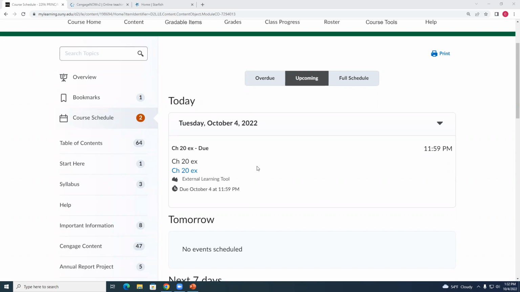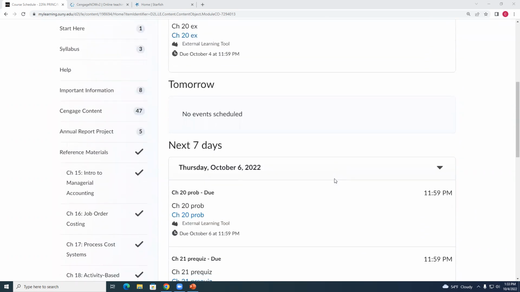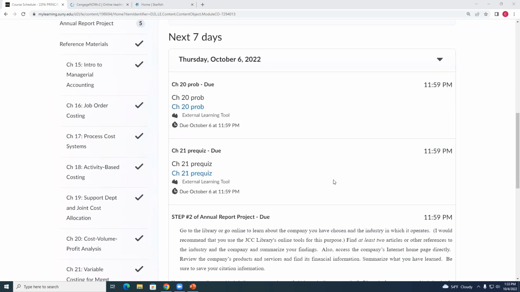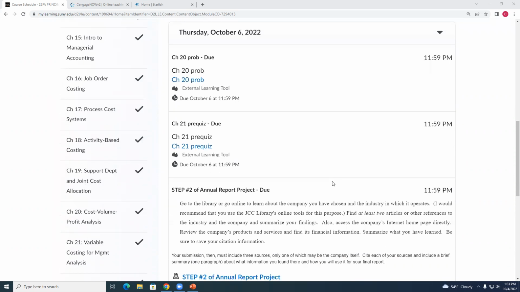So the chapter 20 exercises should be submitted by the end of the day today in See Now. And then on Thursday, the chapter 20 problem would be due. We'll be starting chapter 21 on Thursday, so the pre-quiz should also be submitted on Thursday. And as we discussed last class, step 2 of the annual report project, which is just finding your 3 sources. One is going to be the company, and then you need 2 additional external sources. So please make sure you're ready to submit those by Thursday as well.